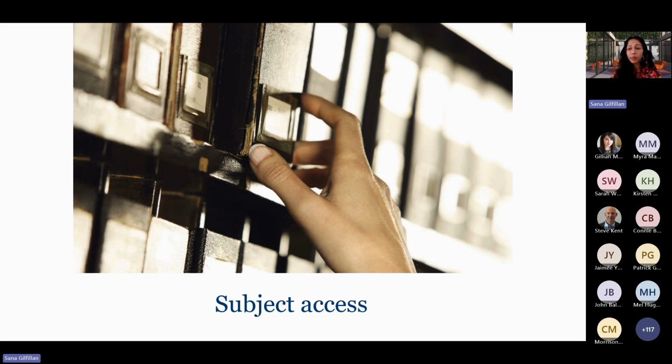You should obviously make sure that the person who has requested the information is the person that they say they are before you hand over any information to them. So verifying their identification, their ID.